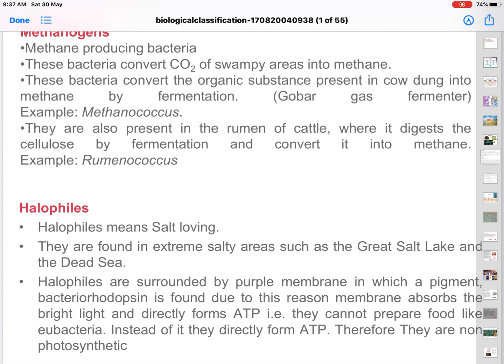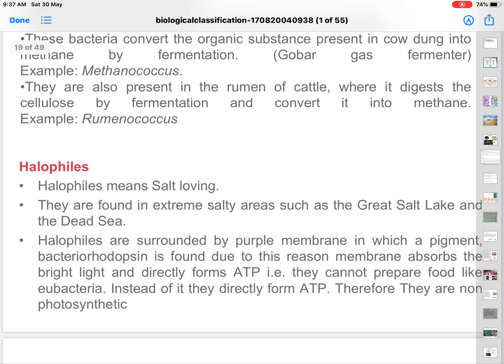These bacteria also convert the organic substance present in cow dung into methane by fermentation. As all of you know, gobar gas fermentation. Example, Methanococcus. They are also present in the rumen of the cattle. What is rumen? Second stomach present in the cattle, where it digests the cellulose by fermentation and converts it into methane. Example, Ruminococcus.